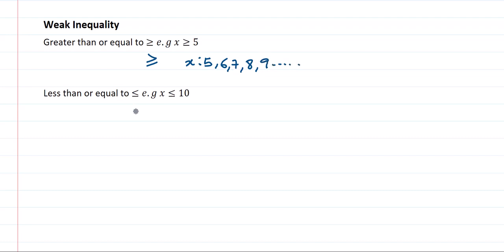The same applies to less than or equal to, which is another kind of weak inequality. So we have this equality attached to the symbol. When we say x is less than or equal to 10, it simply means we have a range of values starting from 10. So we have to start from that immediate value first. We have 10, 9, 8, 7, 6, and up till negative infinity.